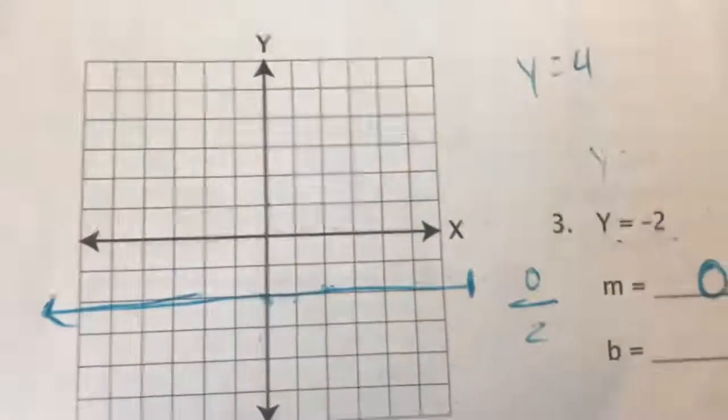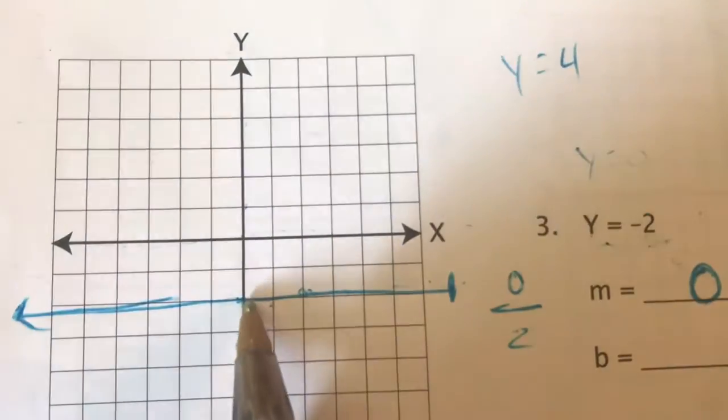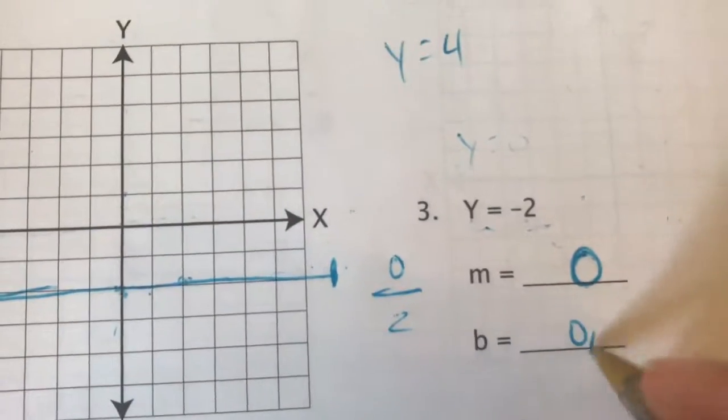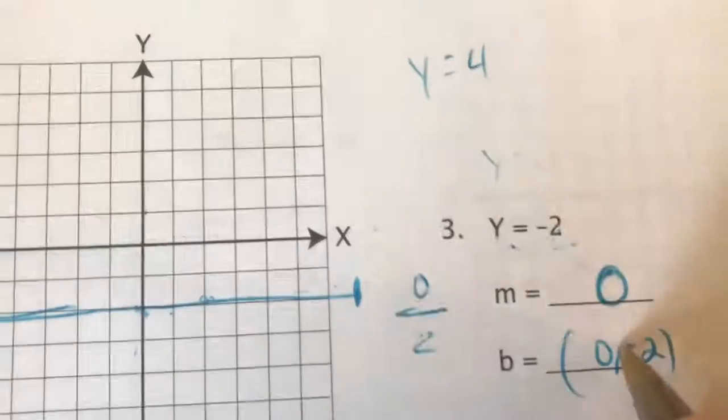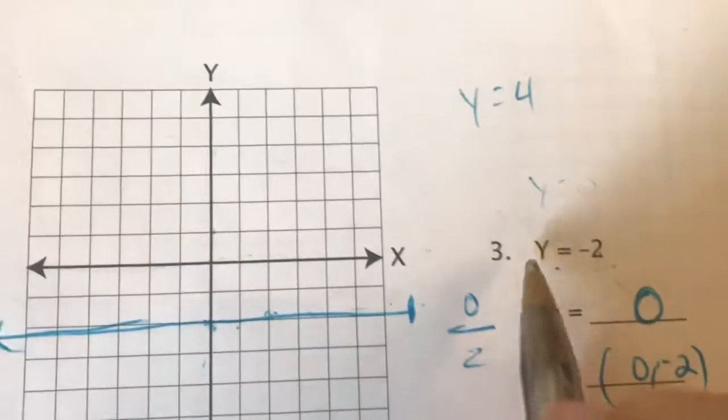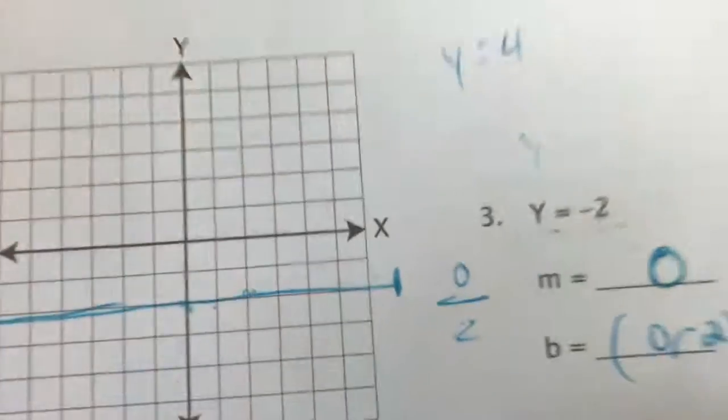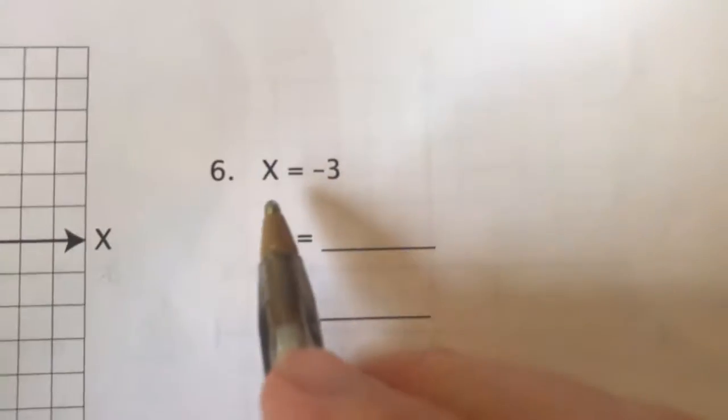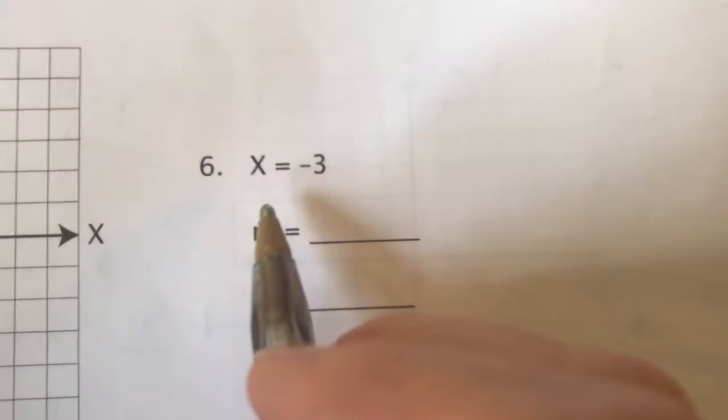Okay, your y-intercept, that says where does it hit the y-axis? Well, it's hitting right there at 0, negative 2. That's not a coincidence, okay? So if it's just a boring y, horizontal line. Okay, now look at number 6. Ooh, what's different about this one? Notice there are no y's.